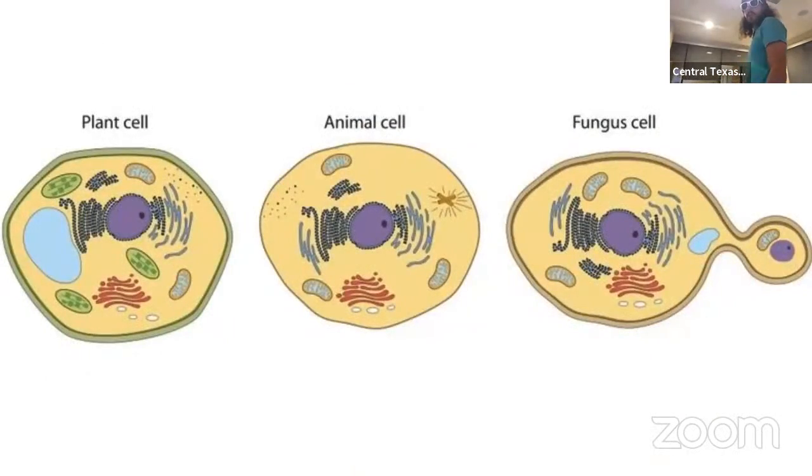So here's a diagram of the different cells. As you can see, all three of these are eukaryotes, so they're all going to have nuclei. They're going to have mitochondria, Golgi apparatus, but there are slight differences.